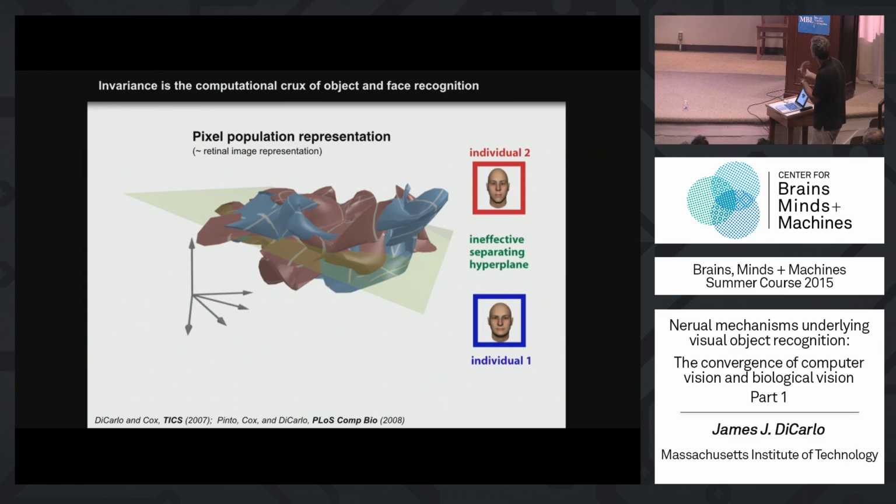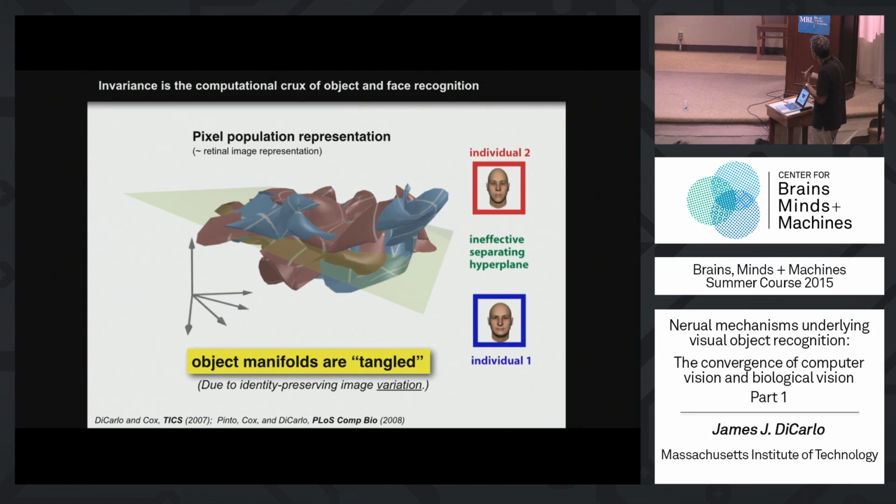They're not fused. They look fused here because it's in 3 dimensions, but they're not actually fused. But they're so complicated that you can't easily find the separating hyperplane to separate these two objects. So we call these tangled object manifolds. And really, they're tangled due to image variation, right?